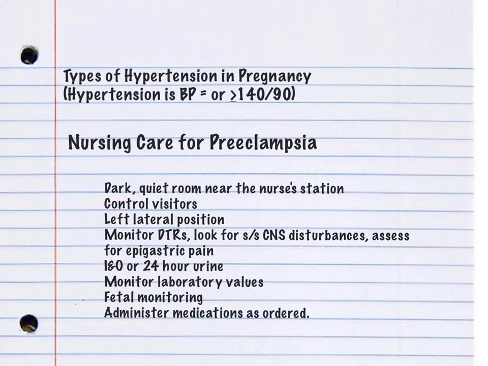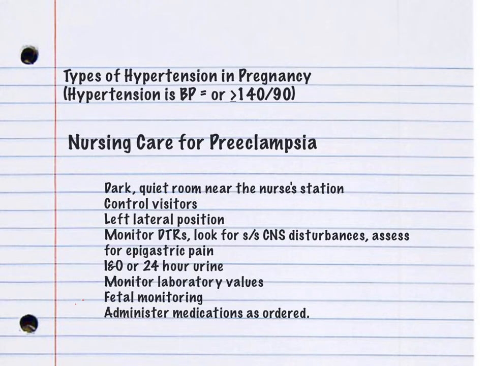We're going to look at their DTRs. We're going to look for signs and symptoms of central nervous system disturbance. We're going to ask mom, are you having any severe headaches? Are you having any spots in front of your eyes? Are you having any double vision, blurred vision? And you're going to ask them if they have any pain up under their ribs on the right side. These would all be signs of worsening preeclampsia. We're going to monitor that I&O. Or we may be doing a 24-hour urine if we haven't already done one. And we're going to look at their laboratory values and report them promptly.